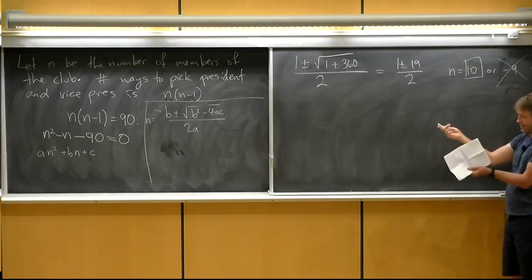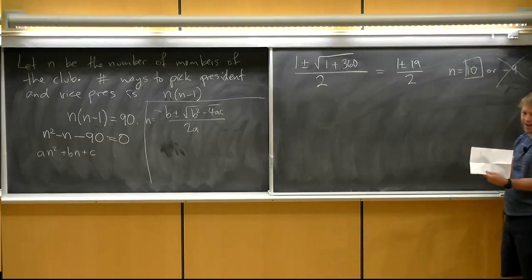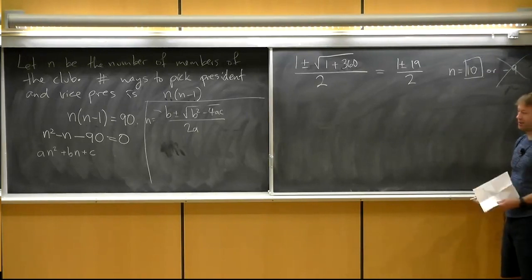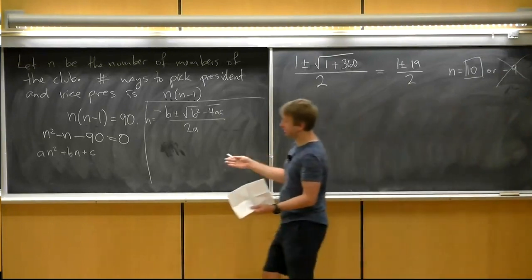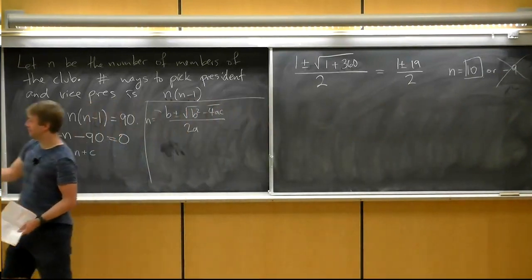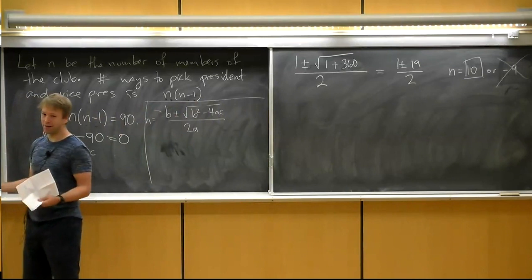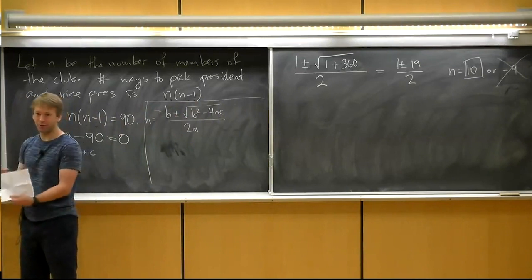But yeah, in this case, of course, you can just see that 90 is going to be 9 times 10. But if this was a huge number with, like, 5 digits, then you might not be able to see that. So you might want to go through this process.